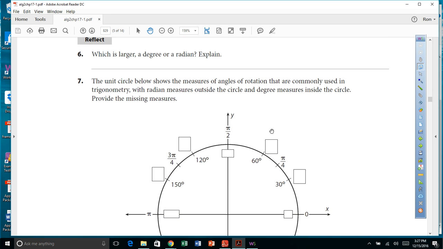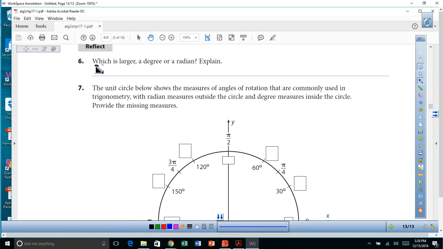Which is larger, a degree or a radian? Let's see, a radian is larger, since it is equal to 180 degrees over pi, and so it's going to be approximately 57.3 degrees.